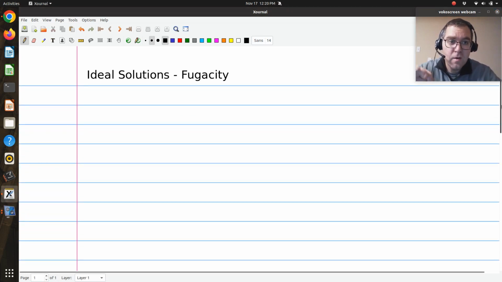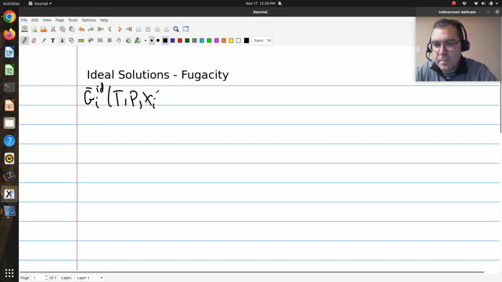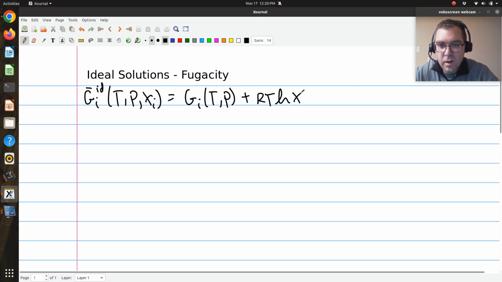So the key when I talk about fugacity in ideal solutions is that in the last set of notes we found that our expression for the partial molar Gibbs free energy of component i in my ideal solution took the form of G bar i ideal at T, P, and xi was equal to the pure component value at T and P plus RT log xi. Okay, so this is the key.